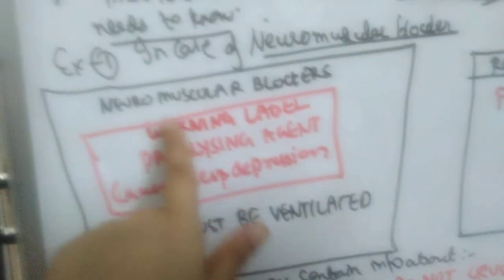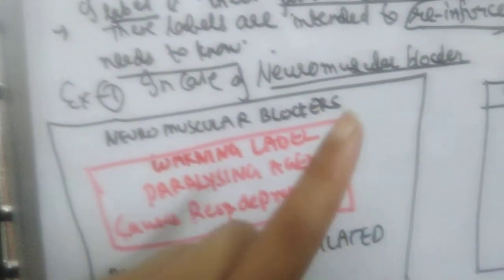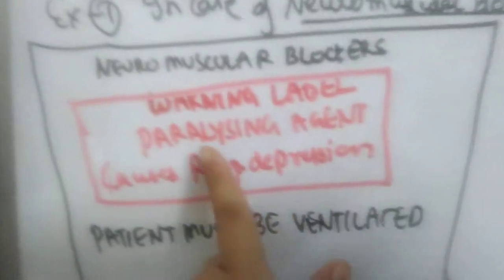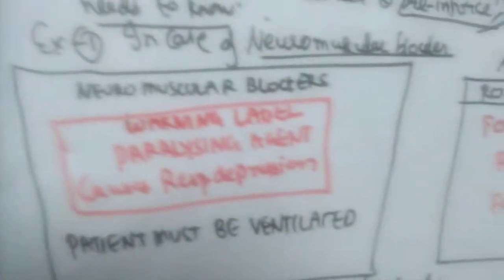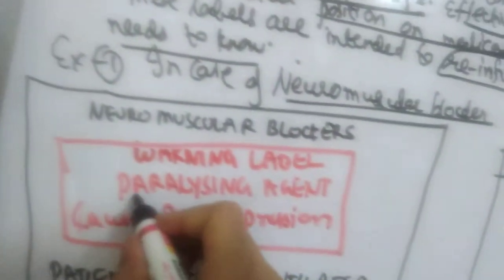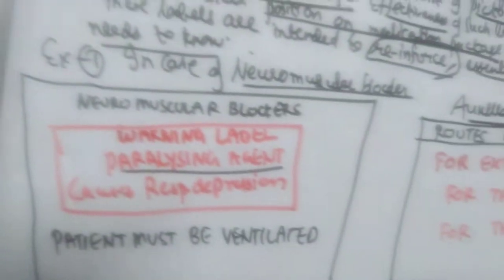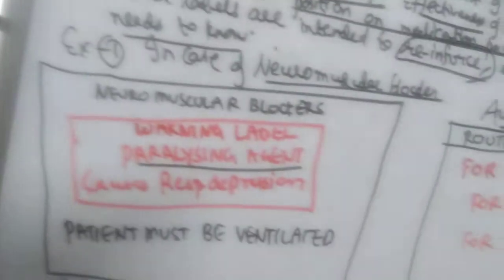Okay, so when you are giving neuromuscular blockers, the warning information should be like this: neuromuscular blockers, and this warning label will be given in red. Warning label: paralyzing agent. Okay, so this neuromuscular blocker will paralyze that particular area. So it is a paralyzing agent and it will cause respiratory depression.